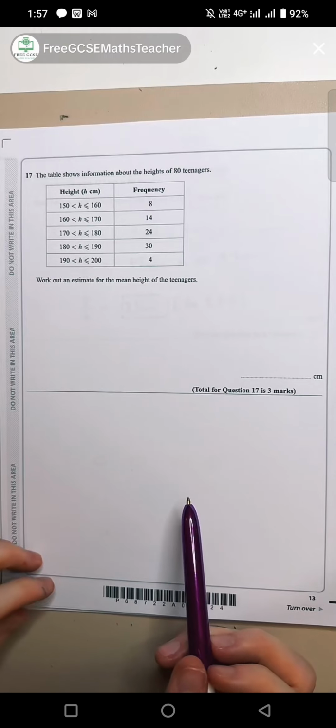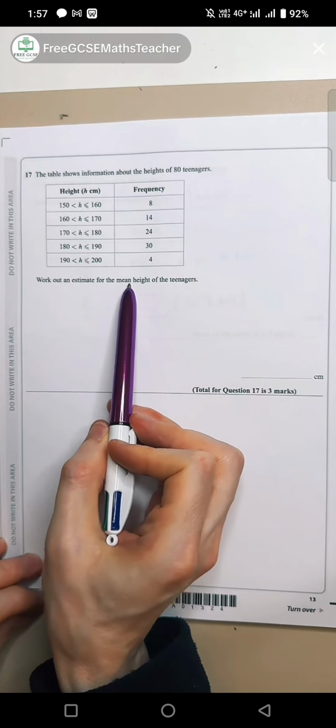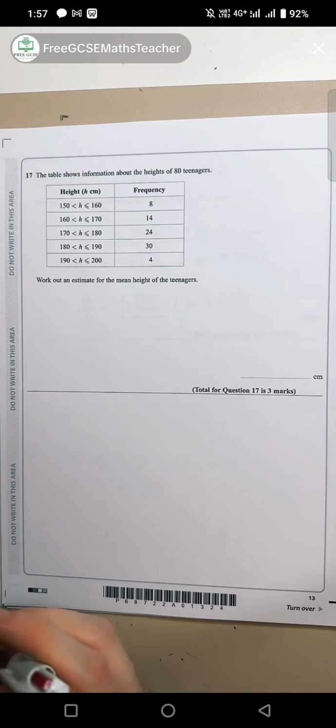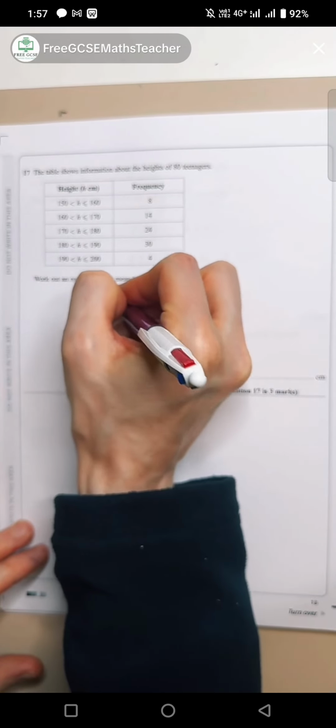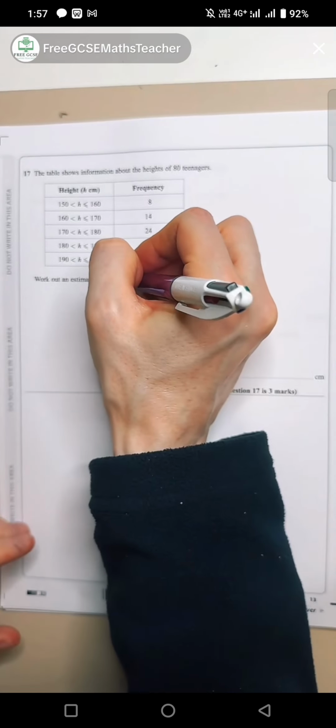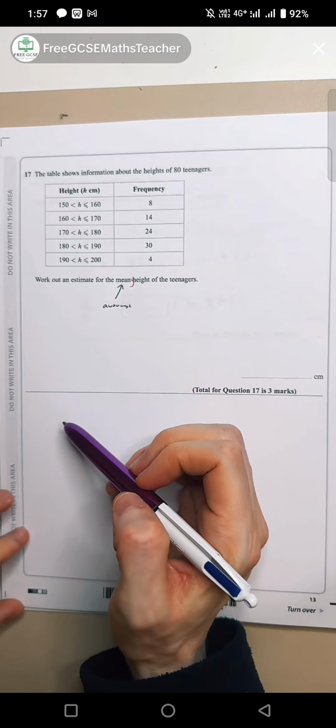The table shows information about the heights of 80 teenagers. Work out an estimate for the mean height of the teenagers. So first of all, you should know the mean is the average. And as teachers, we normally say the mean is the meanie one. Why is it meanie? Because it takes a lot of work. So mean is the average. So we're on the average height of the teenagers.